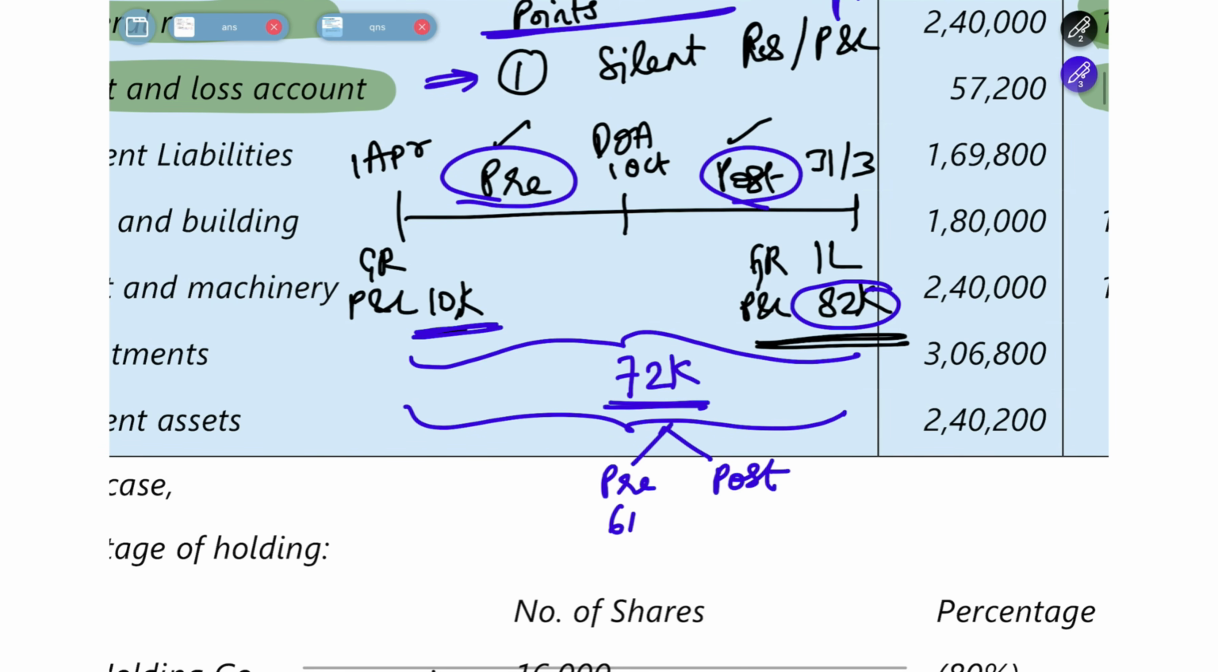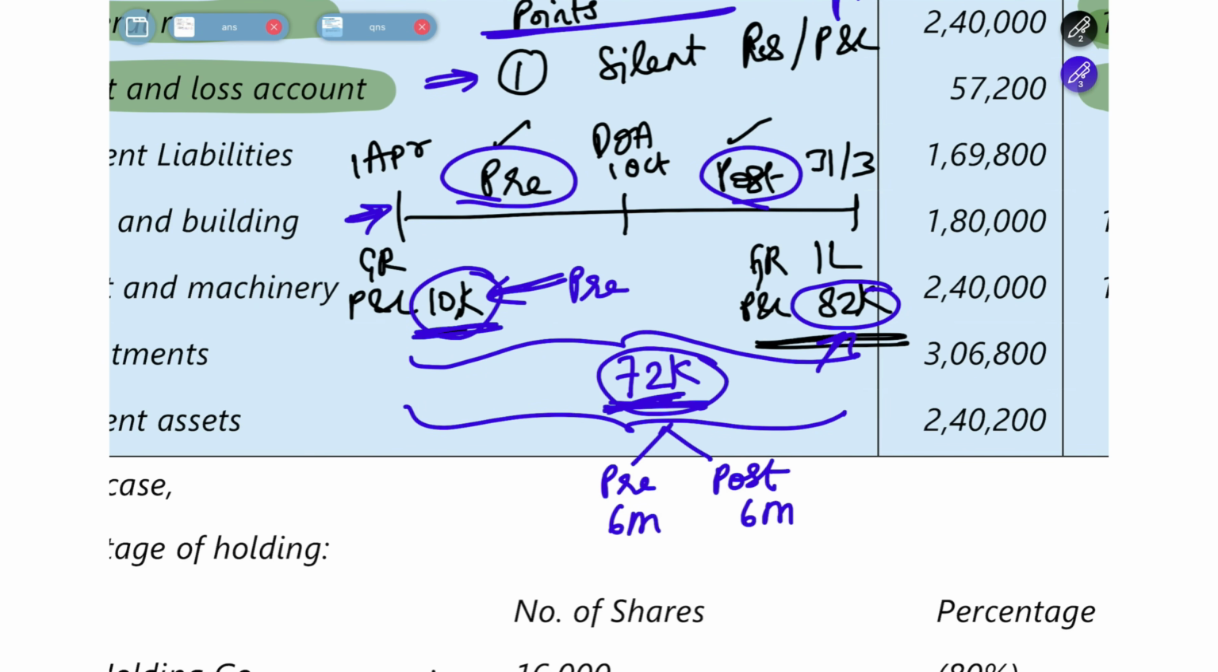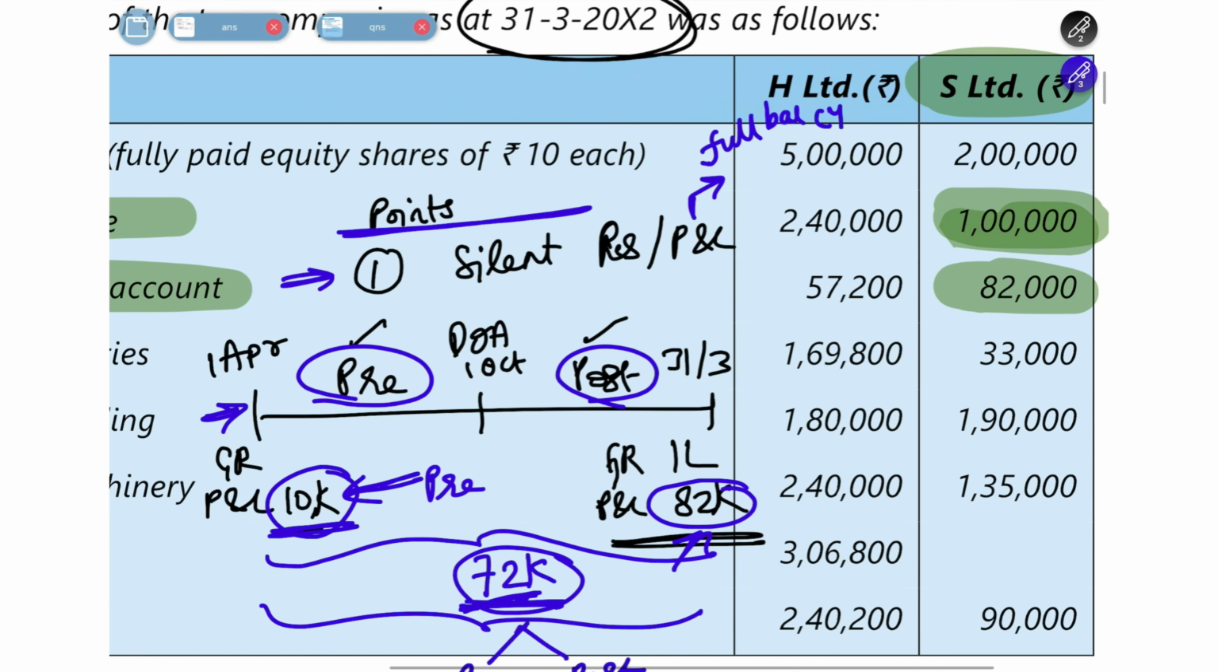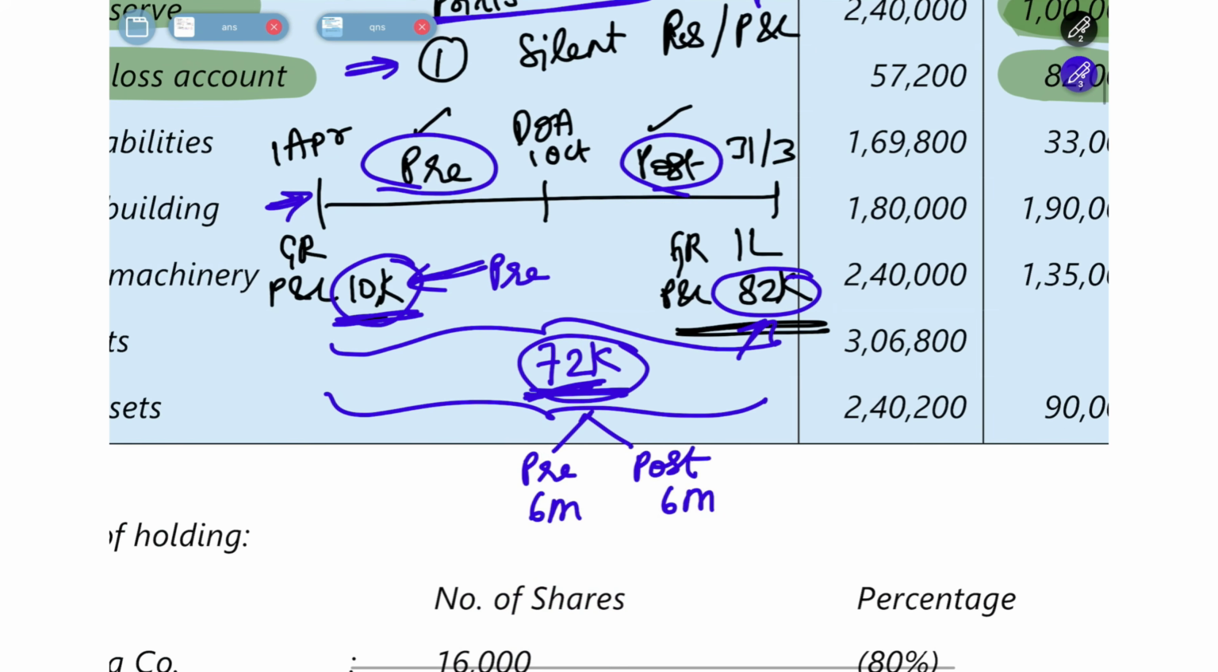We had a pre-period of 6 months and a post-period of 6 months, so proportionately you split this 72,000. Why not the full 82,000? Why only 72,000? Because in the question they have already told us that 10,000 was as on 1st April, which means it is pre-period only. The rest of the 72,000 is where we are confused whether it is pre-period or post-period. So assume it has been evenly earned during the year, relating to the entire current year, and split it between pre and post profit.